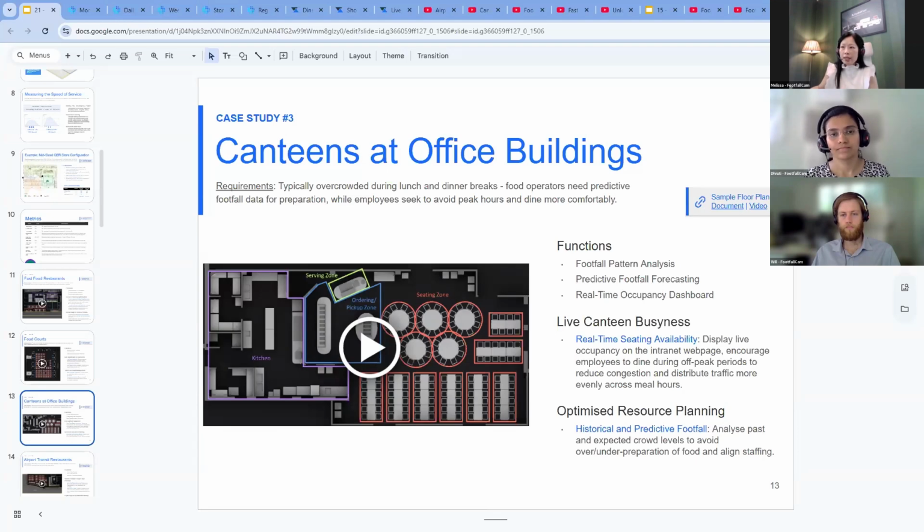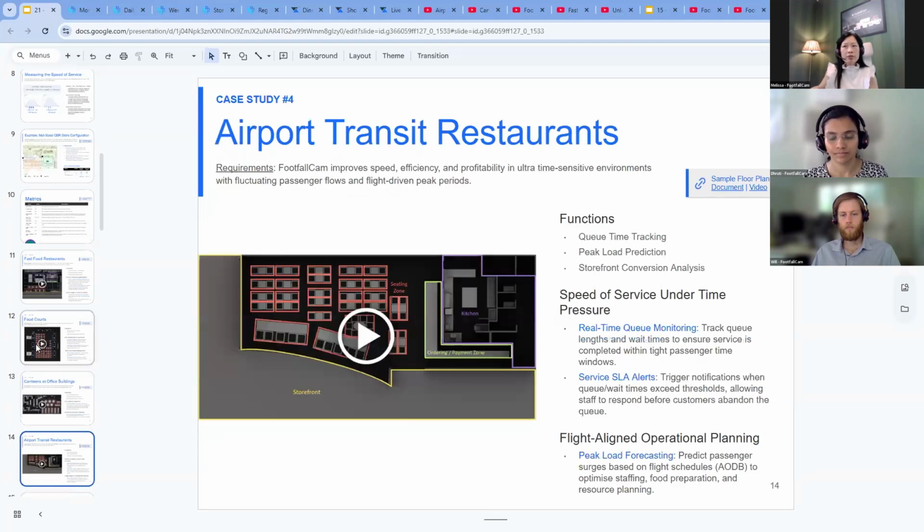Right. The next case, airport transit restaurants. In the airport, you have a lot of restaurants, and they obviously serve customers who are between check-in and security, or who have passed through security and are now waiting to board. Now, this is very unique and is a very high-pressure challenge because they have to operate in an ultra time-sensitive environment. If you cannot serve in time and the customers cannot eat in time before they board, then they will have to forget about dining altogether. So they have a very limited time to do that.